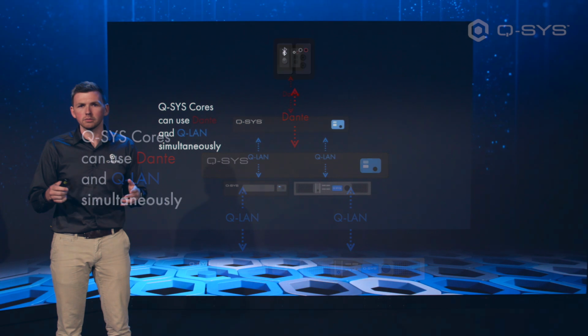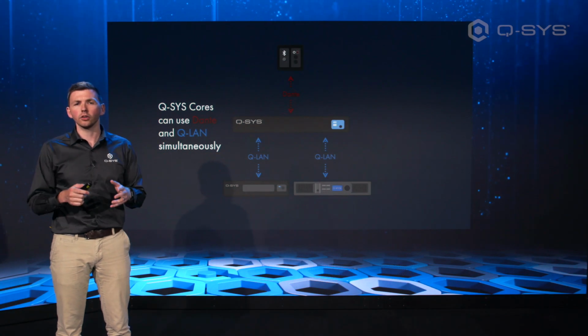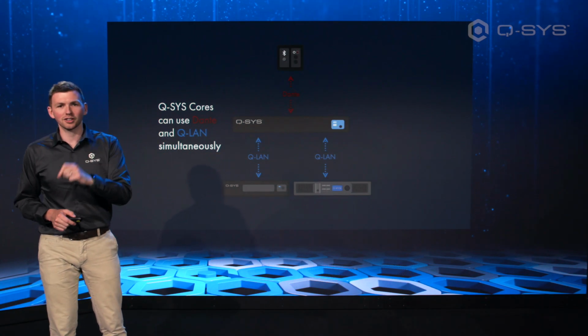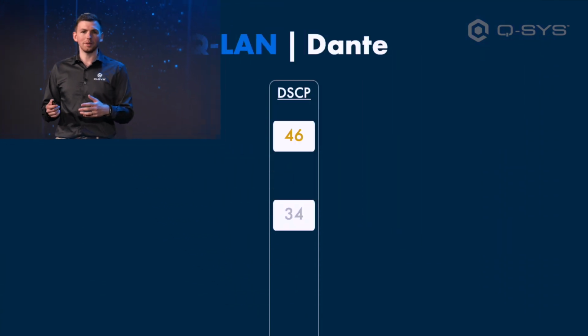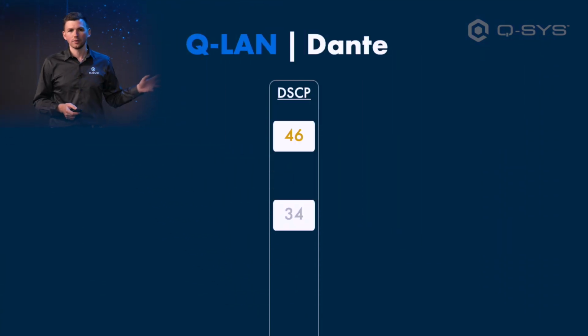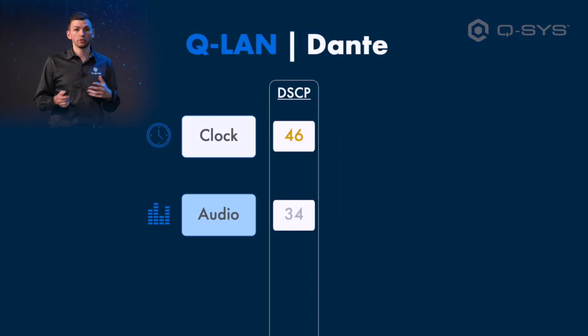So this traffic is working alongside the other traffic on the same network. So here's what's going to happen. Here we've got our DSCP tags, 46 and 34, and we've got there our Q-SYS clock and our Q-SYS audio. Now, the thing is that Dante audio is tagged the same as our Q-SYS clock.